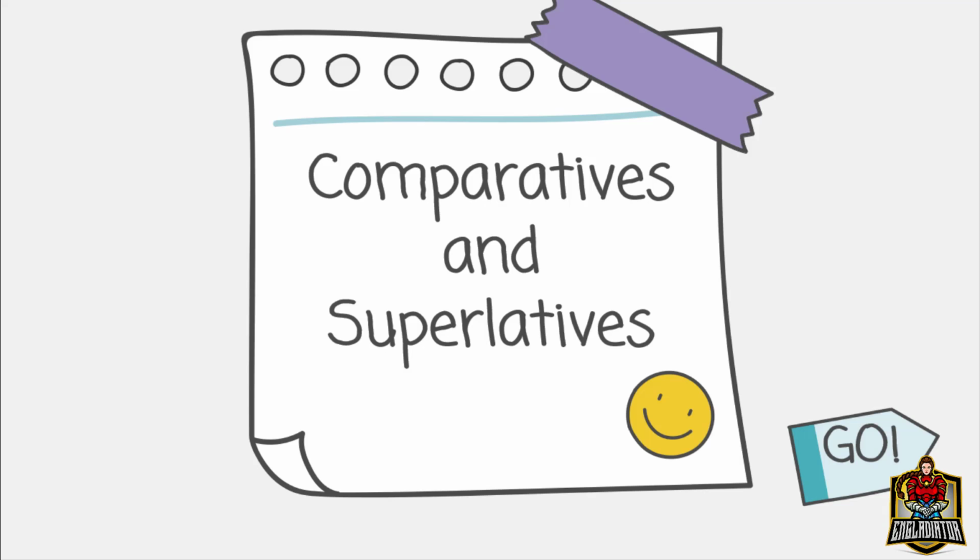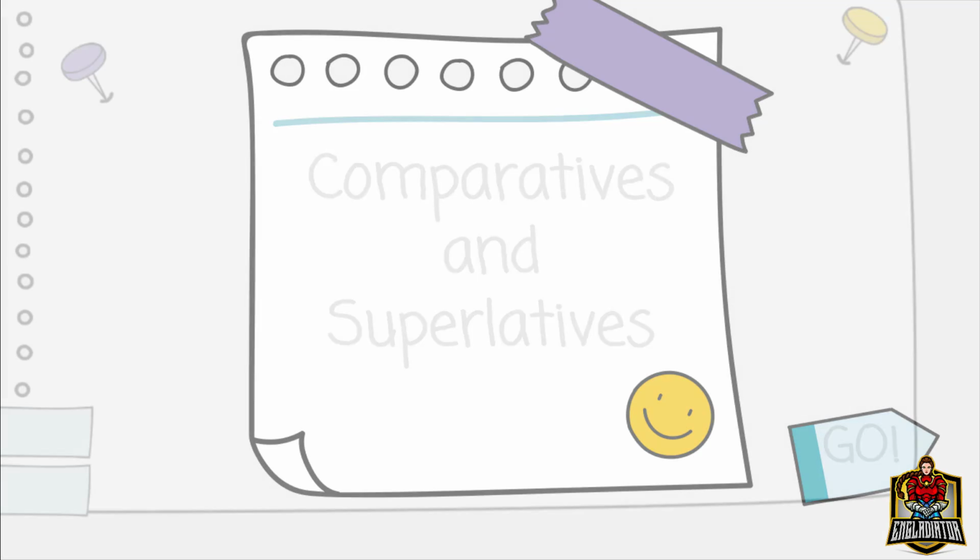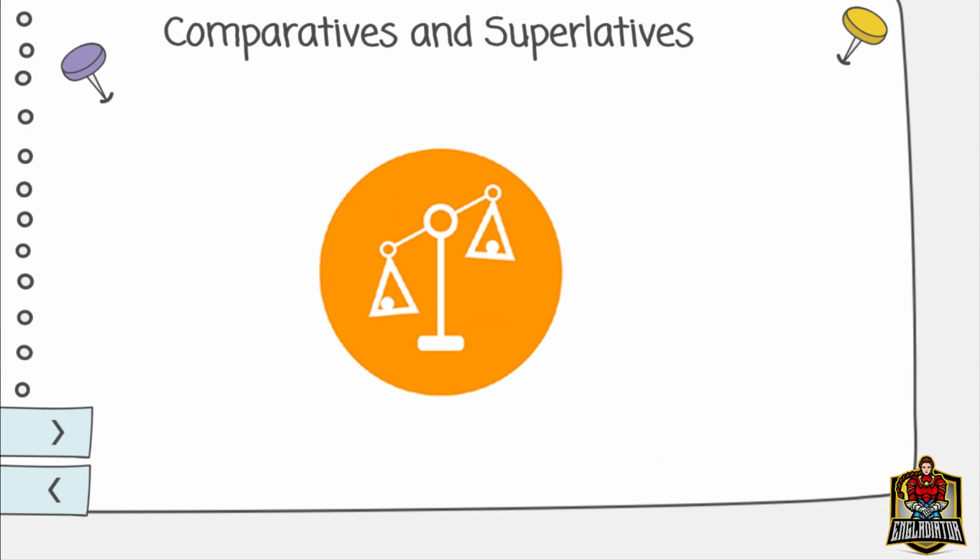Hello everyone! Today we're going to tackle a new grammar lesson, Comparative and Superlatives. One of the most common things we do in our everyday language is to compare things. It might be comparing restaurants, candidates for a job position, or even films to see at the cinema.